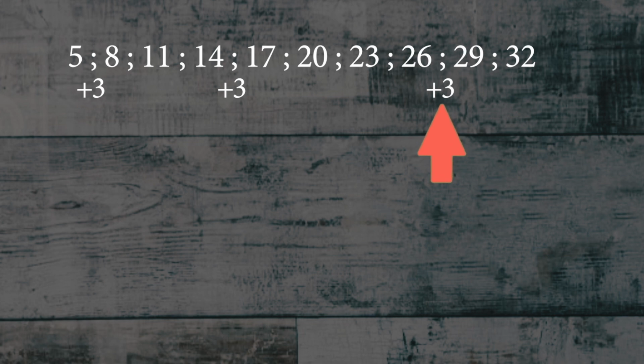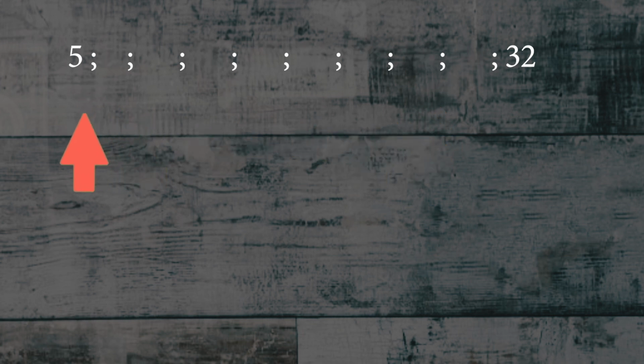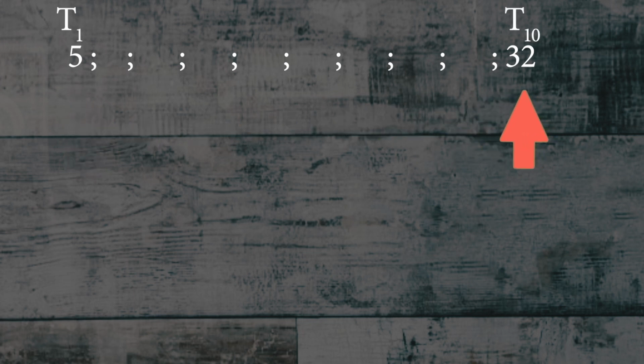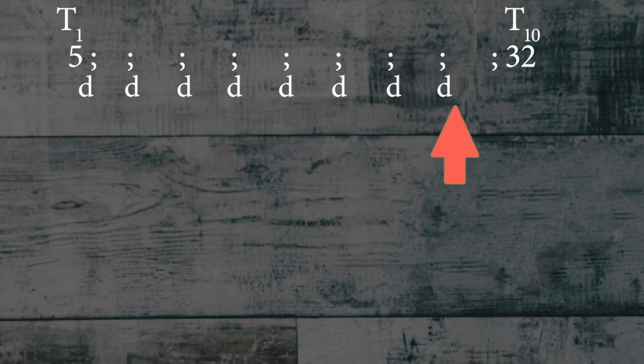The problem comes in, or the challenge comes in, when we do not have consecutive terms. So I give you only term 1 and term 10. Because they are not consecutive terms, I cannot simply subtract 5 from 32 and say that is my constant difference. No, because there are 1, 2, 3, 4, 5, 6, 7, 8, 9 constant differences that I have to add to term 1. So that leads us to the following formula.